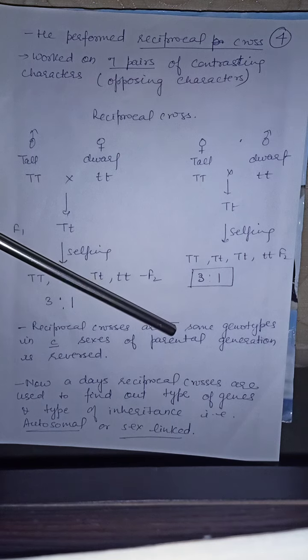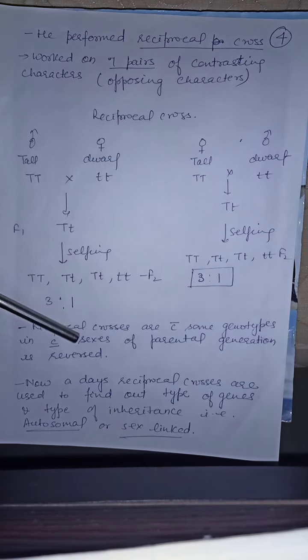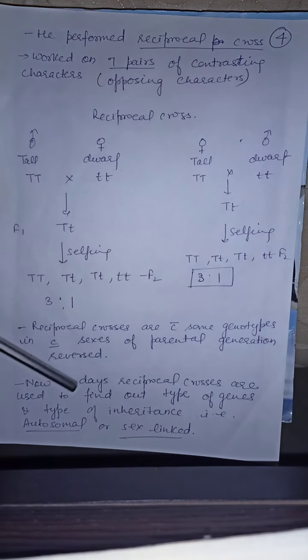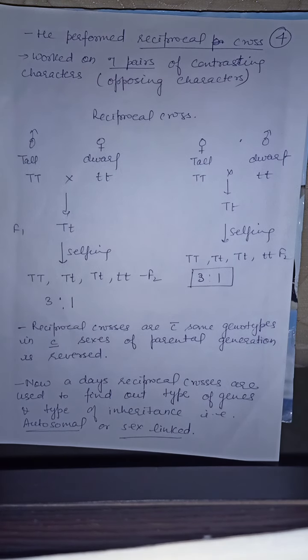Reciprocal crosses are crosses with the same genotypes in which the sexes of the parental generation are reversed. Nowadays, reciprocal crosses are used to find out the type of genes and type of inheritance, that is autosomal or sex-linked. If the results of the reciprocal crosses are the same, then the genes are autosomal. If the results of the reciprocal crosses are not the same, then the genes must be sex-linked.